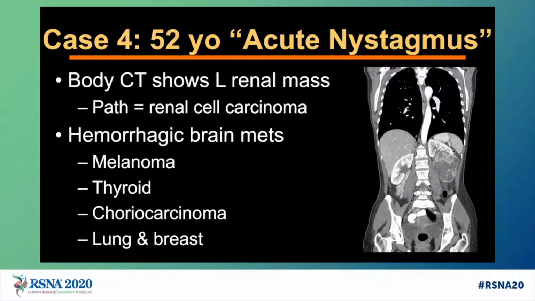When you encounter hemorrhagic brain mets, besides renal cell carcinoma, consider melanoma, thyroid, choriocarcinoma. These have a high propensity for showing hemorrhage when they metastasize. Lung and breast are so very common that even though on a percentage basis they don't show hemorrhage very often, you need to consider them in your differential diagnosis.